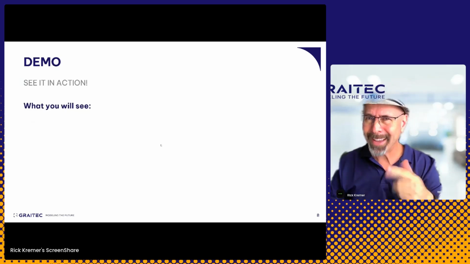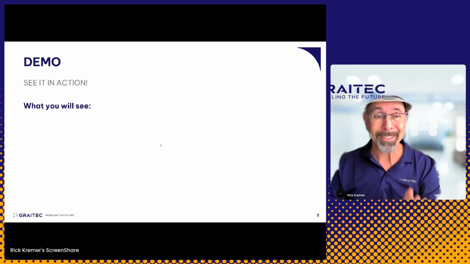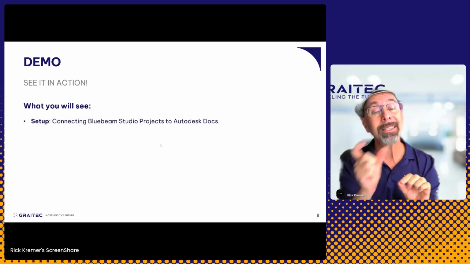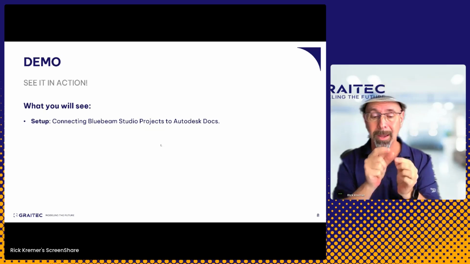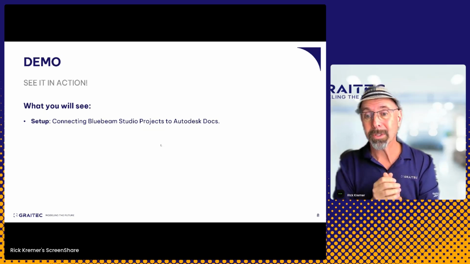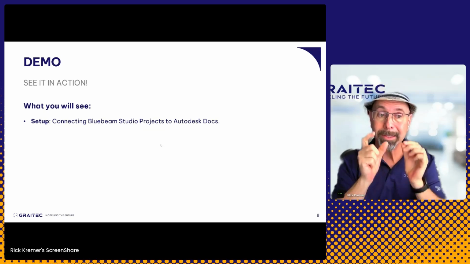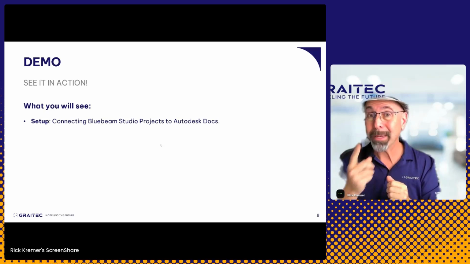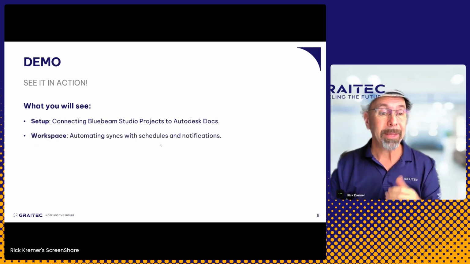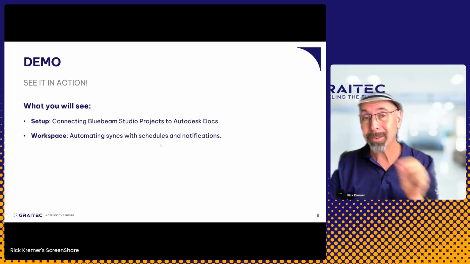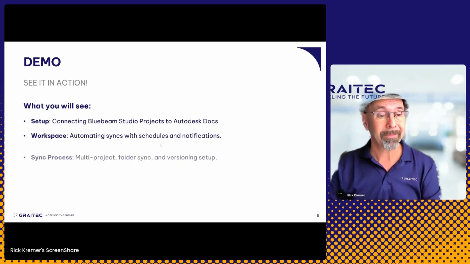But before I begin, let's do a quick overview of what I'm going to do. First, I'm going to set up the connection, allowing File Sync to connect to Bluebeam Studio projects, and then have that project create a transfer over into Autodesk Docs. By the way, the setup of connecting Bluebeam in what we call workspaces will only have to be done once. Then from here, I'll set up that workspace, which will automate the sync, and we can create schedules and even notifications of any progress delays or completions.